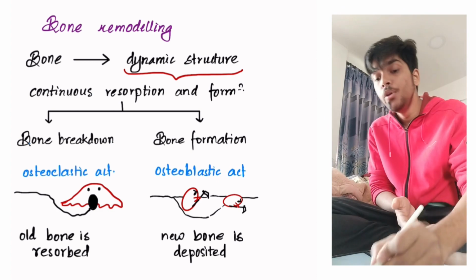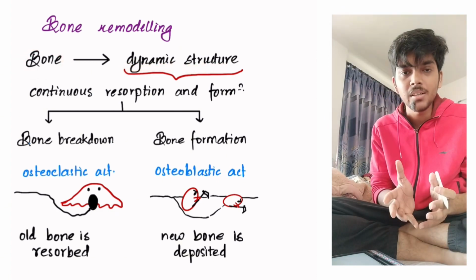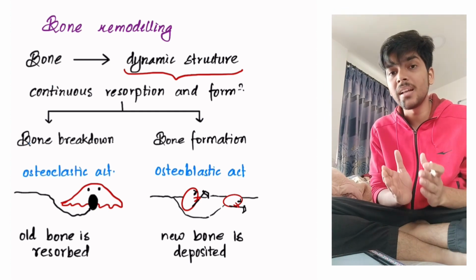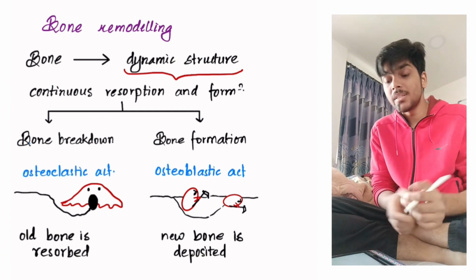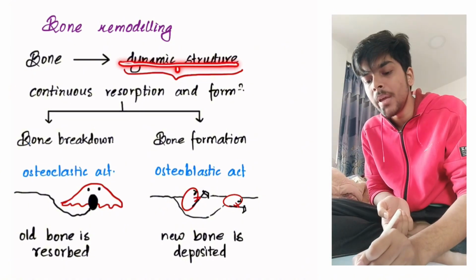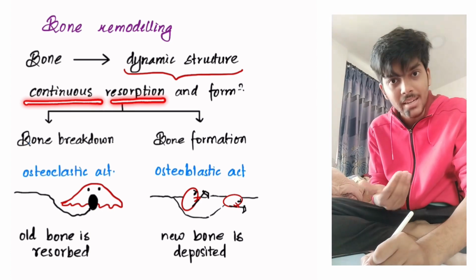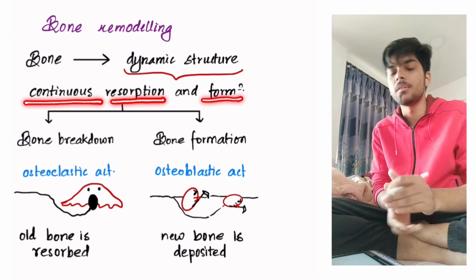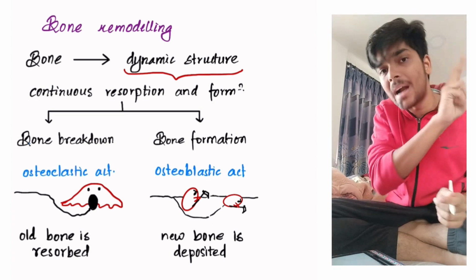So what did I say? Your bone, it's a dynamic structure. Within 10 years, an adult skeleton gets replaced once. It's a dynamic structure. The reason being it is continuously going through the process of resorption, that is breakdown, and formation. So the whole process of bone remodeling can be divided into two parts.